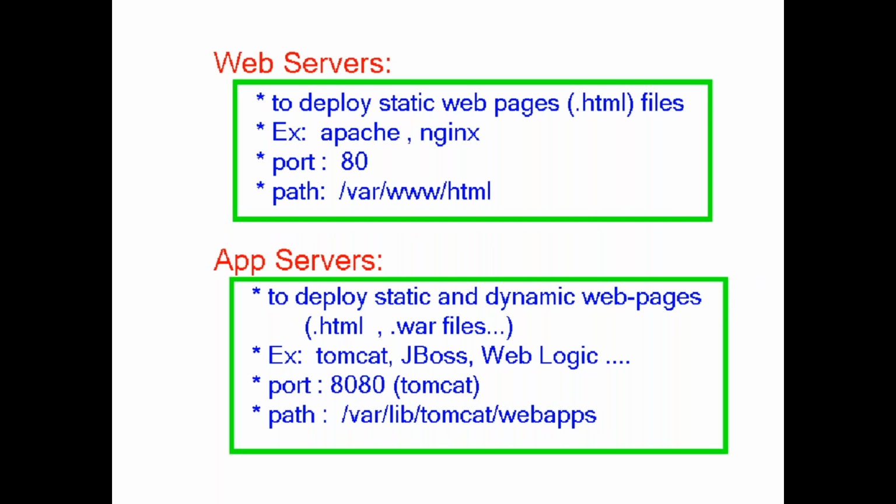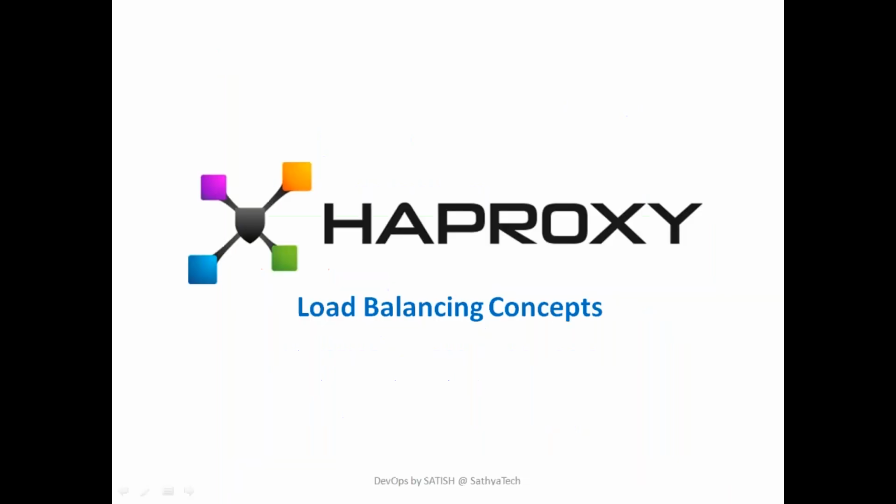Okay, so we discussed this. Web servers are to deploy static pages, and app servers are for both static and dynamic web pages. We have seen examples like Apache and Nginx for web servers, and for app servers Tomcat, JBoss, WebLogic, and WebSphere, right? And here we have some ports and deployment paths. Here my requirement is to manage all these servers, whether they are web servers or app servers.